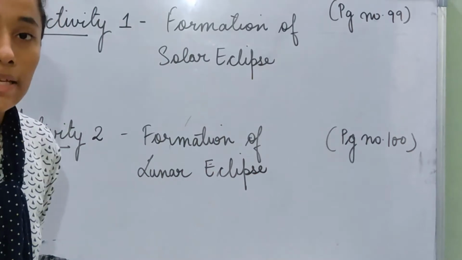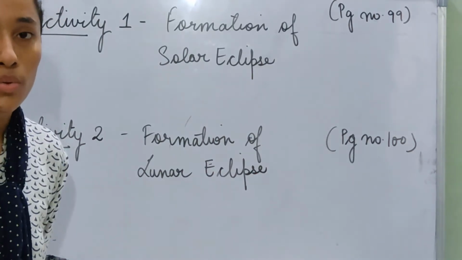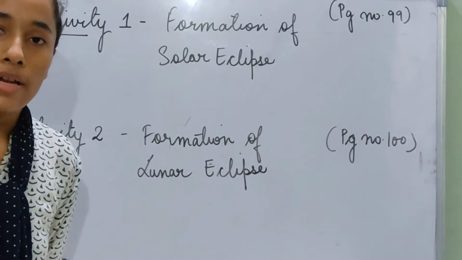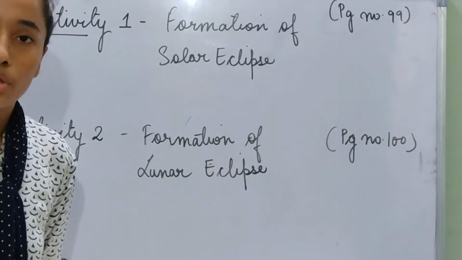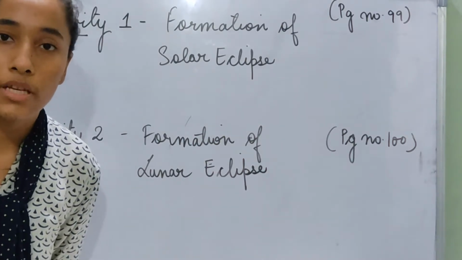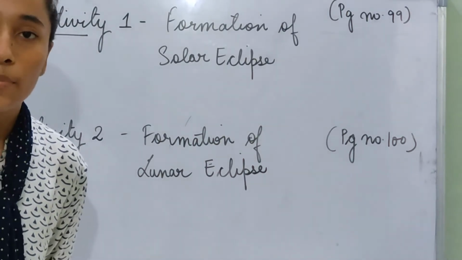For them we need some equipment: two balls, one a football, you can also take a globe, and one a small ball, and a torch, or the torch from your mobile phones. And for that we need to shut the light. So let's start with the activity.